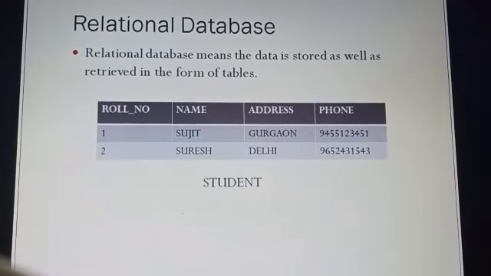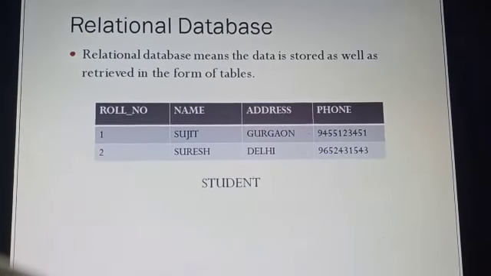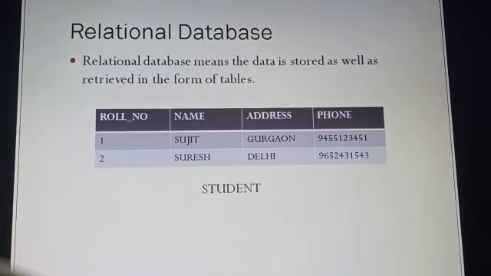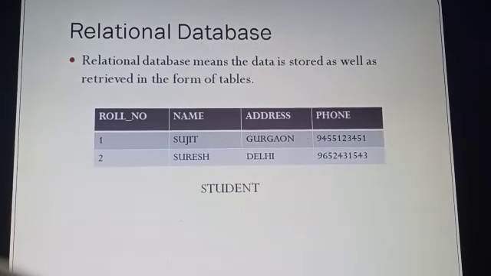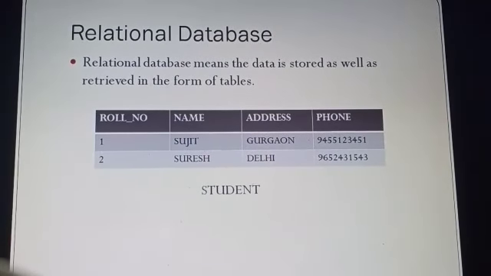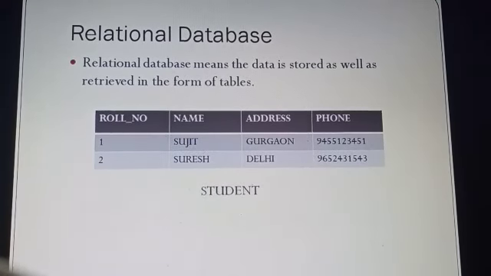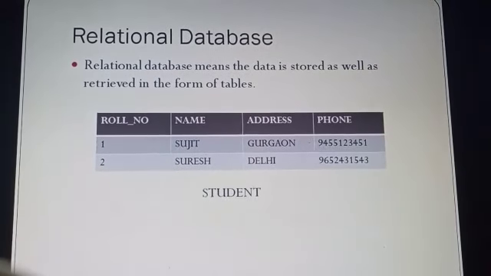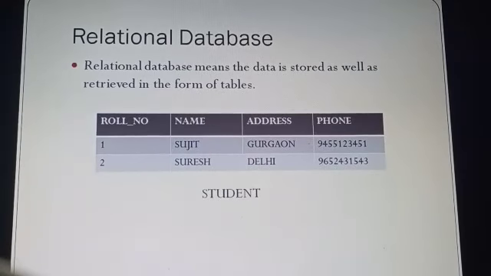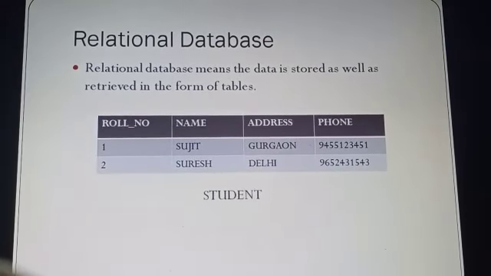Next topic is relational database. So what is a relational database? Relational database means the data is stored as well as retrieved in the form of tables. That means whenever we retrieve data from the database, it will always be in the form of tables. Let's take an example. There is one student table given below which stores roll number, name, address and phone number of students. There are some terminologies that are used in terms of relations.